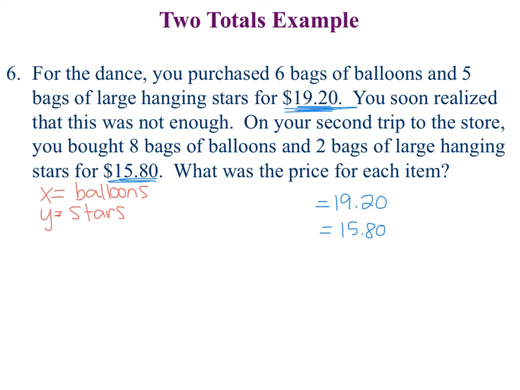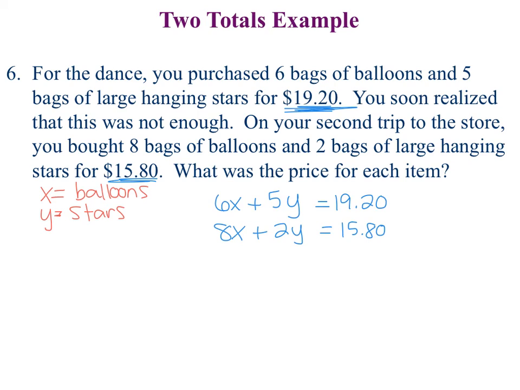So since $19.20 represents your first trip to the store, you want to include what you purchased that time, and that was 6 bags of balloons, which would be 6x, plus 5 bags of the stars, so that's going to be 5y. The second time you went back to the store, you had to buy 8 bags of balloons, so 8x, plus 2 bags of the stars, plus 2y, and that was $15.80.